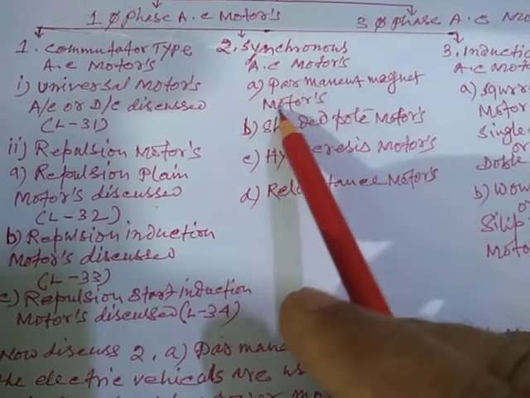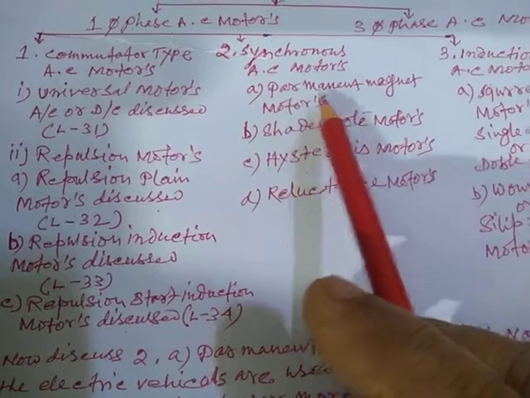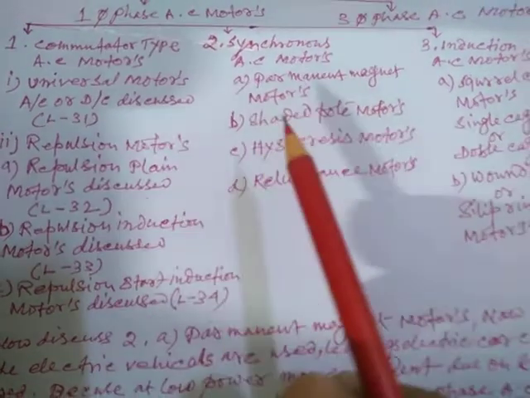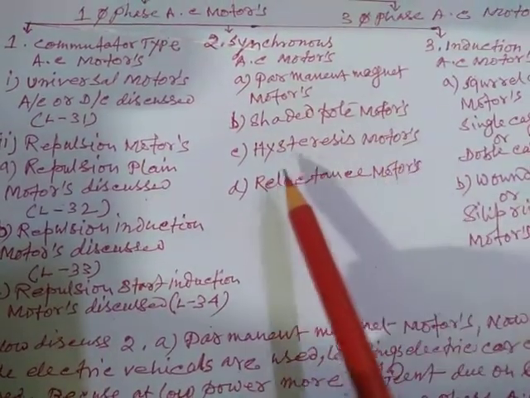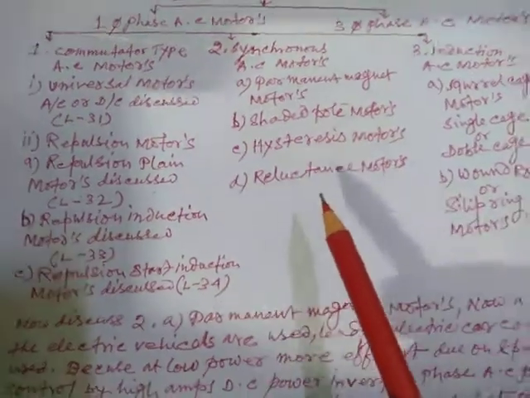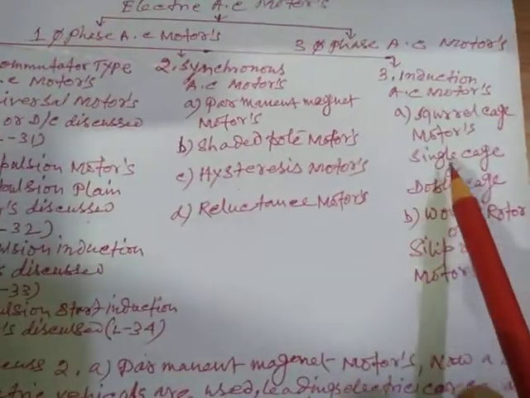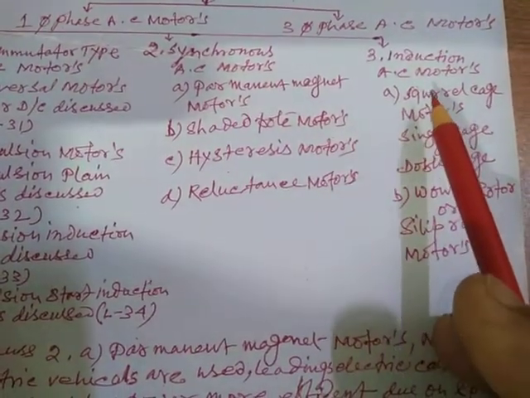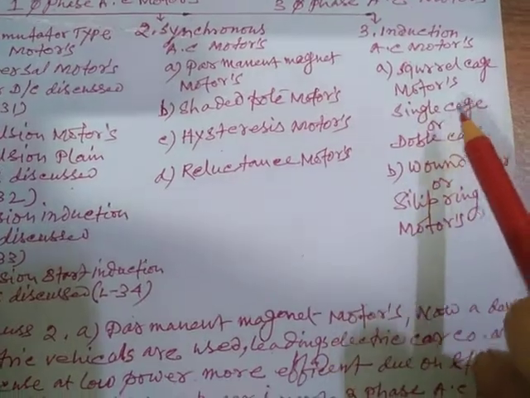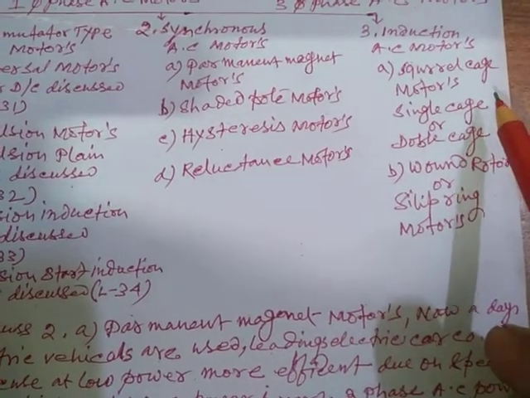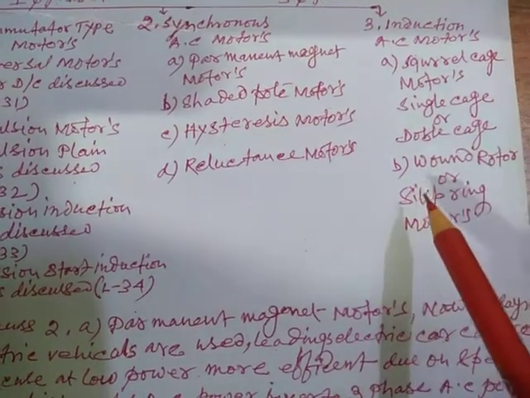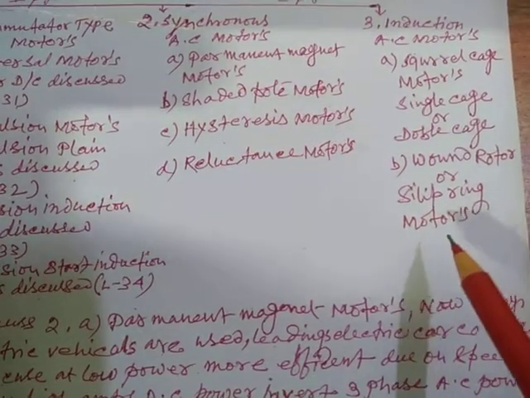Synchronous type AC motors: A, permanent magnet motors, B, serrated pole motors, C, hysteresis motors, and D, reluctance motors. And induction motors: A, squirrel cage induction motors, single cage or double cage, and B, wound rotor or slip ring motors.